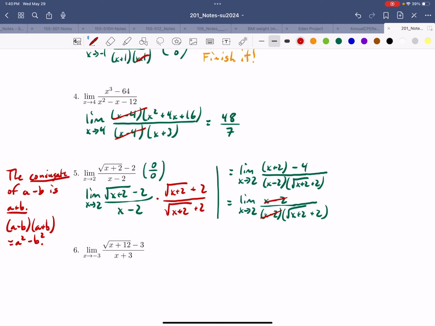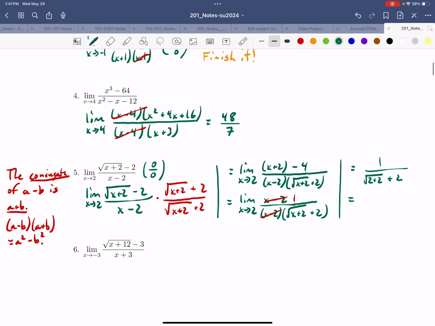Now, remember, be careful. We're dividing by x minus 2, so we're going to replace that with a 1, not a 0. Right? And so we wind up getting 1 over, and at this point, it's just square root of 2 plus 2, because I'm plugging it in, plus 2, and it's 1/4. Now, if you told me that this limit had a nice little answer of 1/4, I don't think I would have believed you, but that's what the math is telling us. That's how it works. Put it in a graph and you'll see.